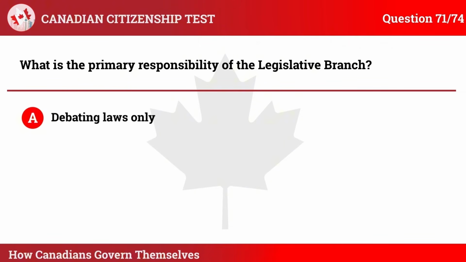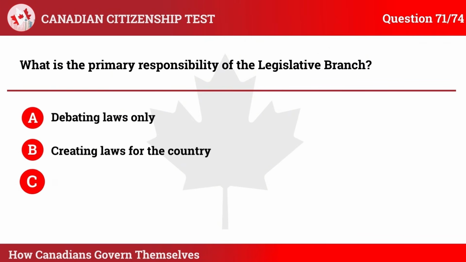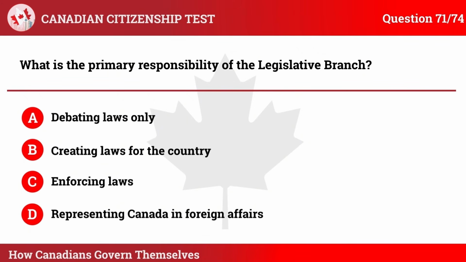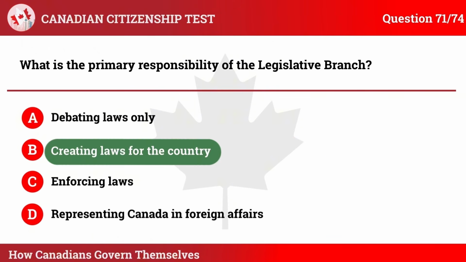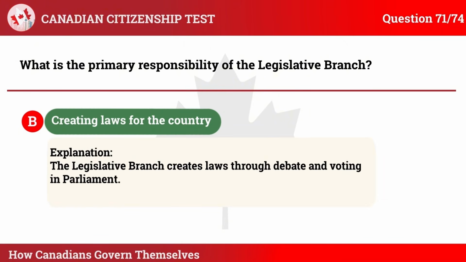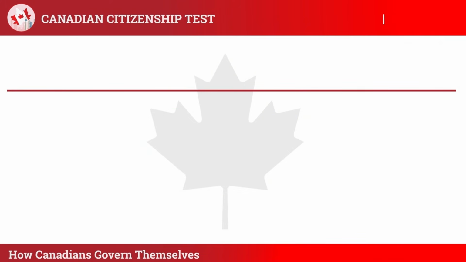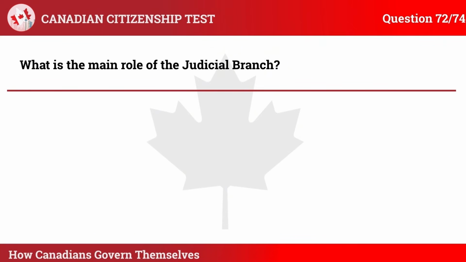A. Debating laws only. B. Creating laws for the country. C. Enforcing laws. D. Representing Canada in foreign affairs. The correct answer is B. Creating laws for the country. Explanation: The legislative branch creates laws through debate and voting in Parliament. Question 72. What is the main role of the judicial branch?